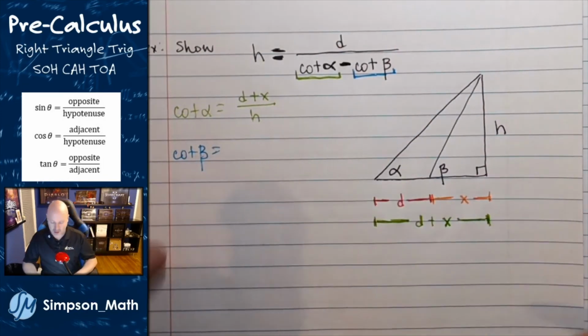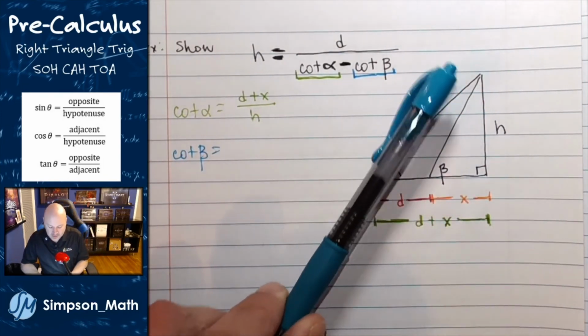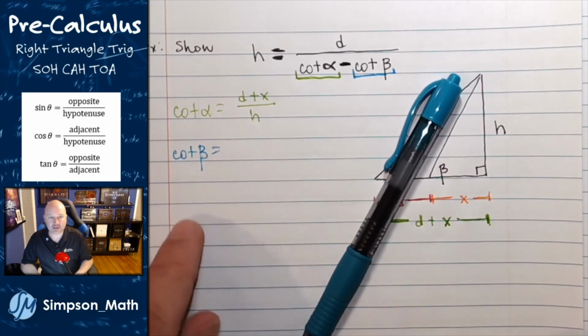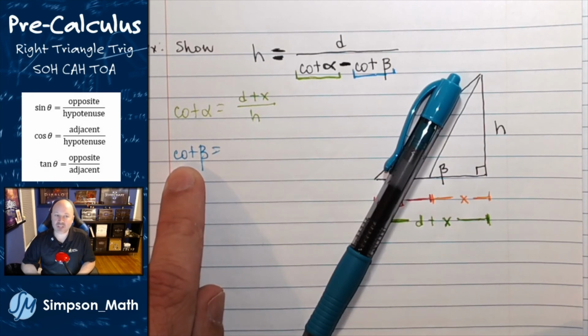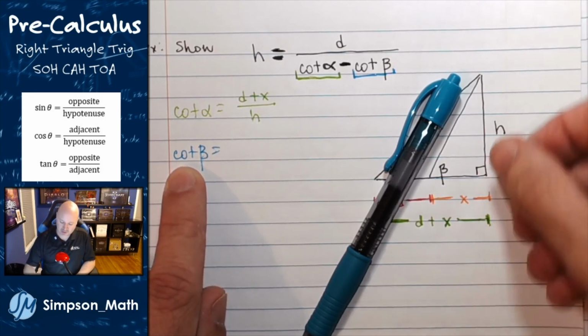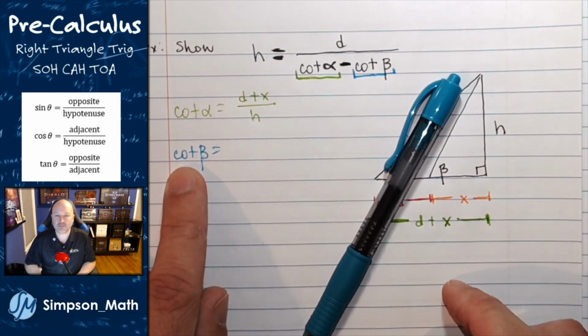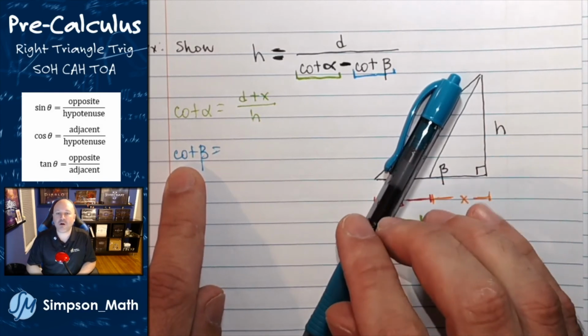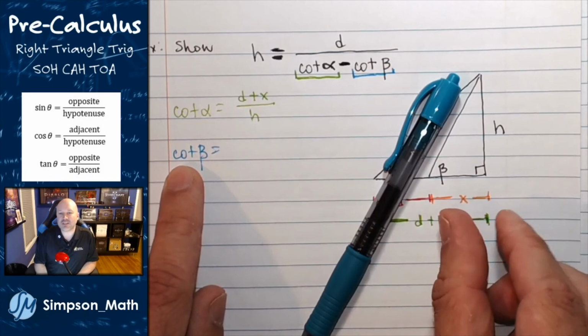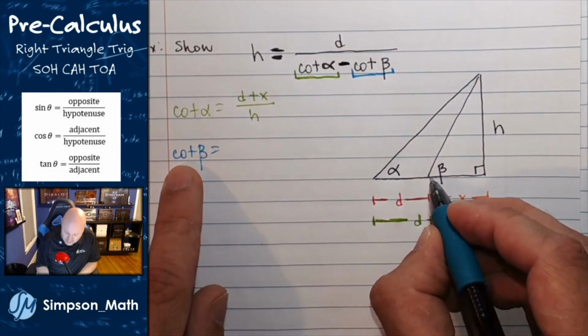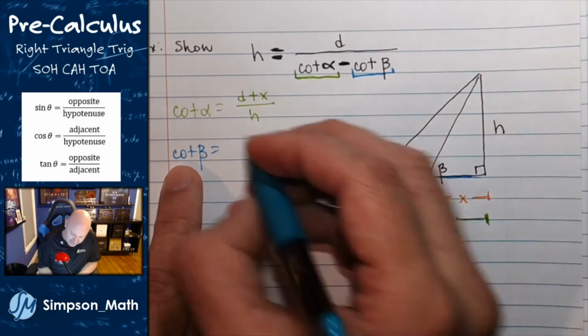Same definition, but this time some things have changed. We're now talking about beta. Cotangent is adjacent over opposite. The opposite is still h, but what's the adjacent this time? It's no longer all the green stuff. It's now just the x stuff. So the adjacent to the beta angle is simply x.